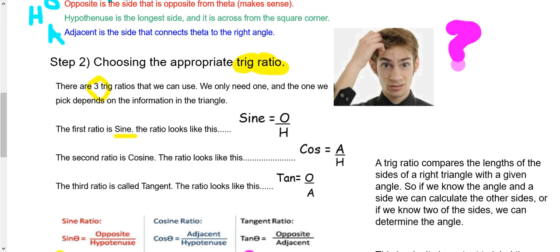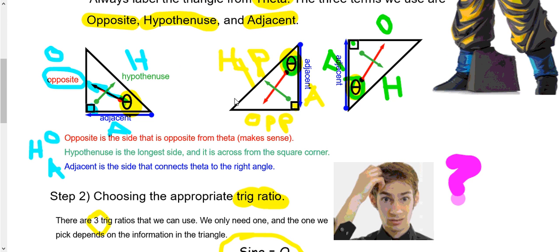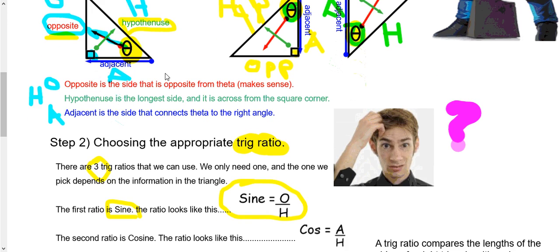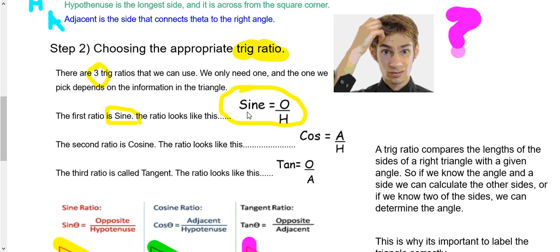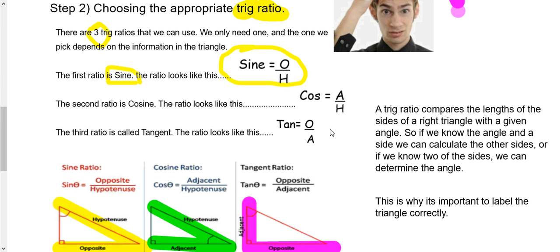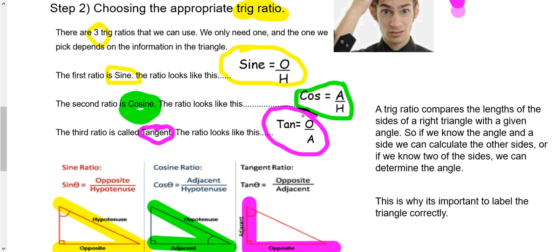So the first one that we'll talk about is sine. And the ratio looks like this. Sine is equal to O divided by H. Now O stands for opposite, H stands for hypotenuse. So if our triangle tells us something about opposite and hypotenuse, we'll use the sine button. The next one is cosine. Well, cosine is basically adjacent and hypotenuse. So if our triangle has something about adjacent and hypotenuse, we're going to use the cosine button. And the third one is tangent, and that looks like opposite and adjacent.